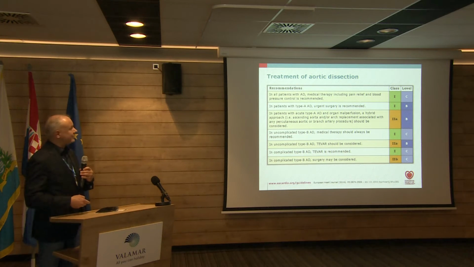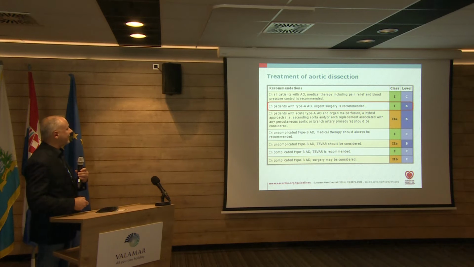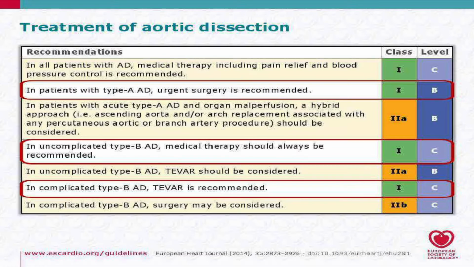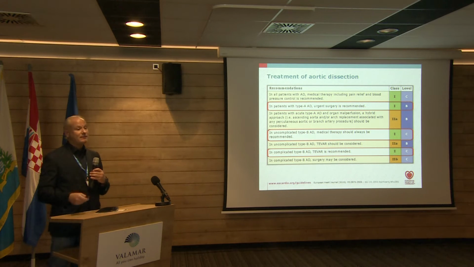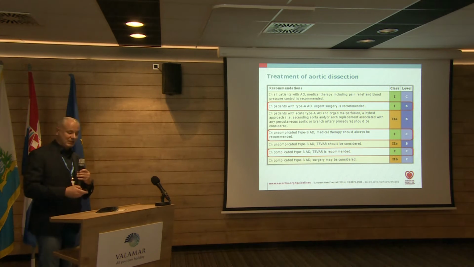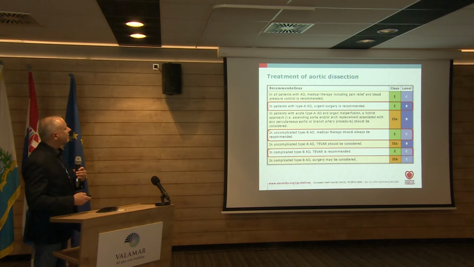So what are the treatments of aortic dissection? In patients with type A aortic dissection, urgent surgery is recommended. In patients with type B dissection, if it's complicated, we'll talk about it in the next slide. What does it mean to be a complicated type B dissection? Nowadays, TEVAR is the recommended method of choice. And in type B which is uncomplicated, medical therapy should always be recommended. But we have some new issues, some new papers recently. We'll have to discuss something in detail later on.